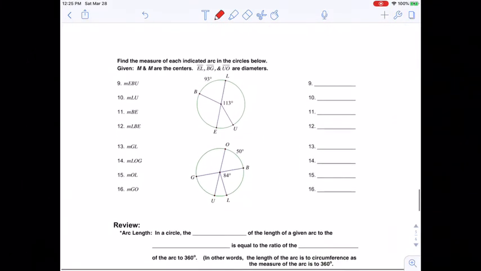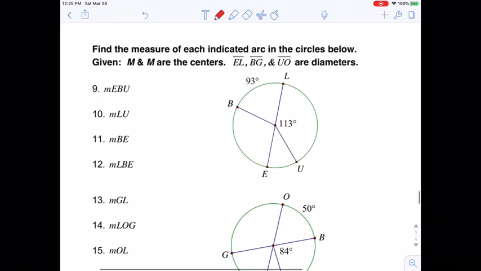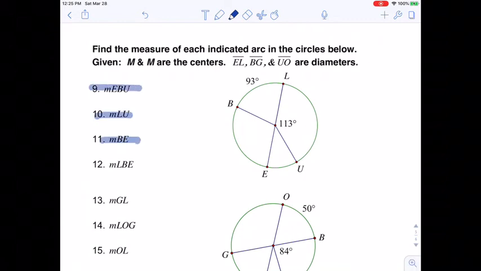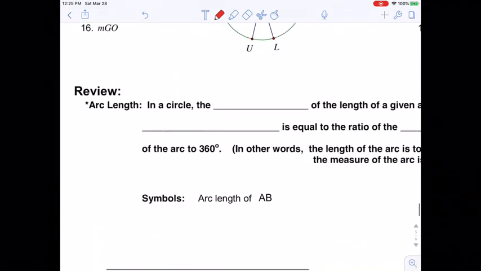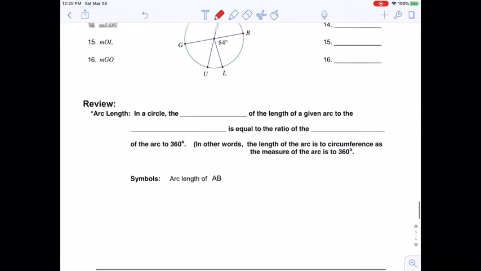So I'm going to skip through some of these just because they're repetitive. These are all examples of angles and angle things. Notice we have an M here, M, M, M. They're talking about the measure. And remember, measure is degrees. Okay? Measure is degrees.